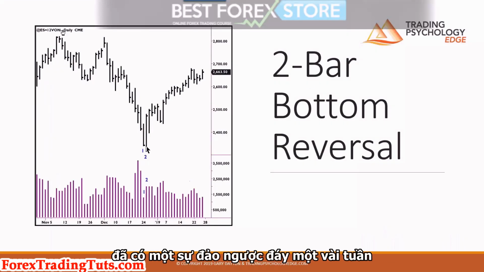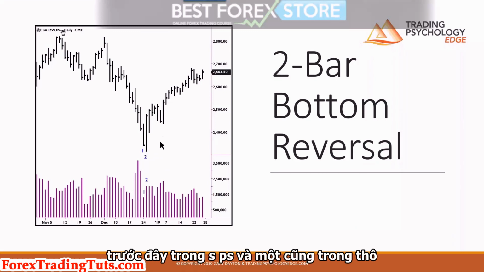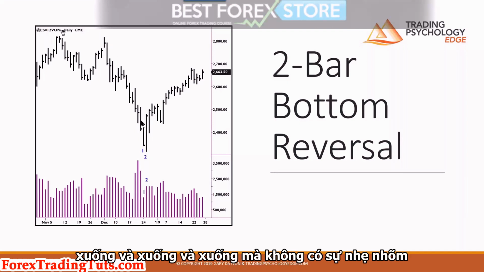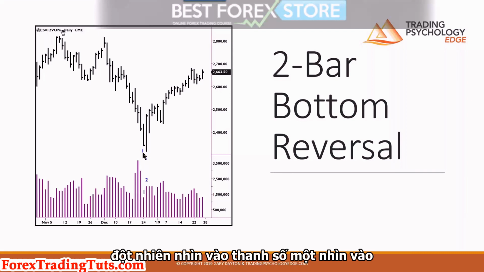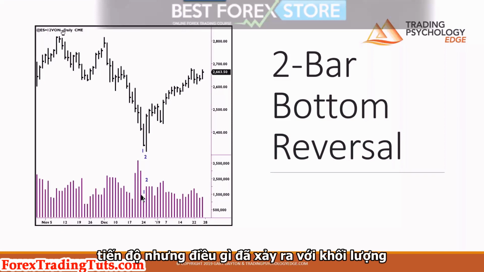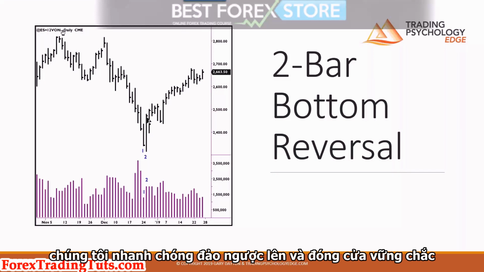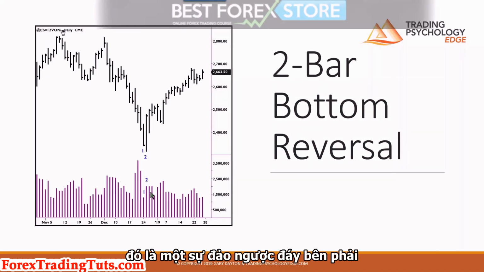So we just had a bottom reversal a couple of weeks ago in the S&Ps, and one also in crude, which looks similar. But this is your picture-perfect bottom reversal. We're coming down and down and down and down with no relief. Suddenly, look at bar number 1. Look at the volume. We're coming down and making progress, but what happened to the volume? Then we go underneath, we rapidly reverse up and close firm. Well, that's a bottom reversal right there. Okay, and a nice one.